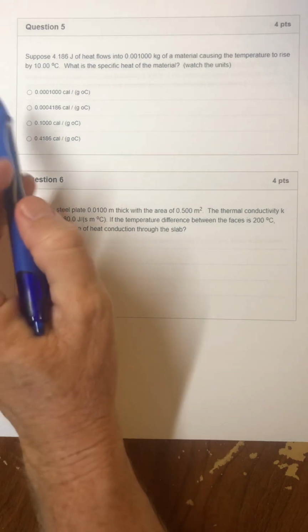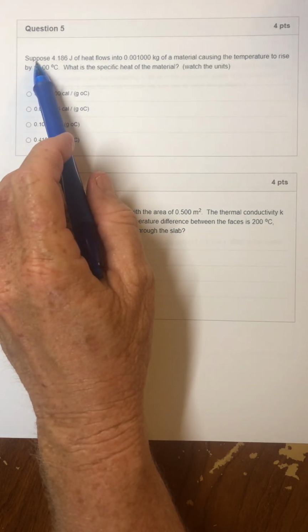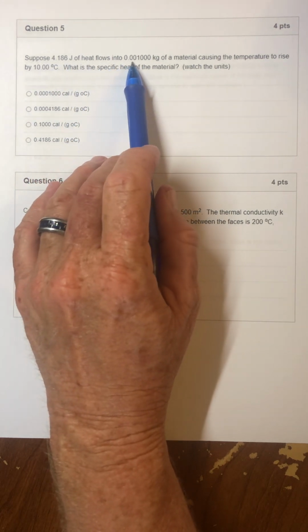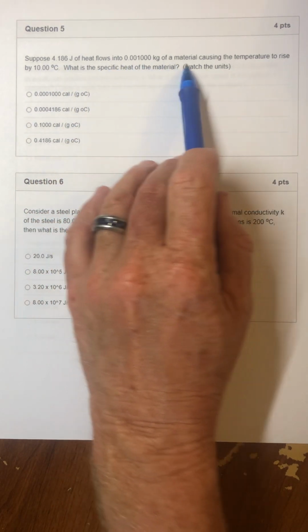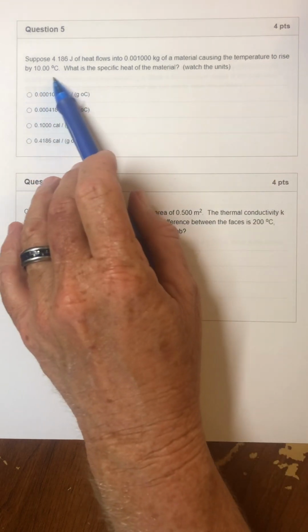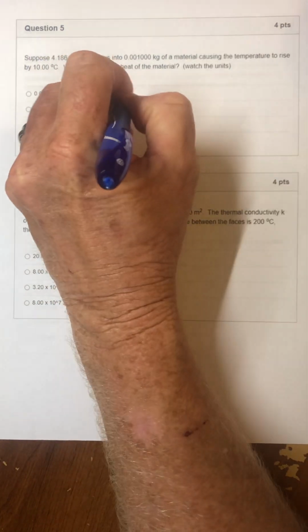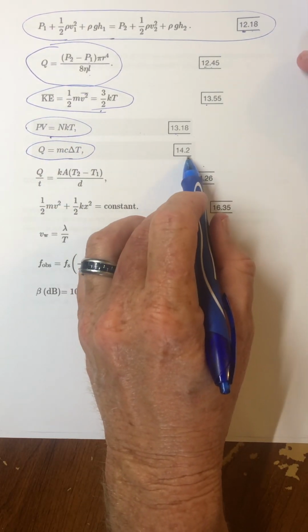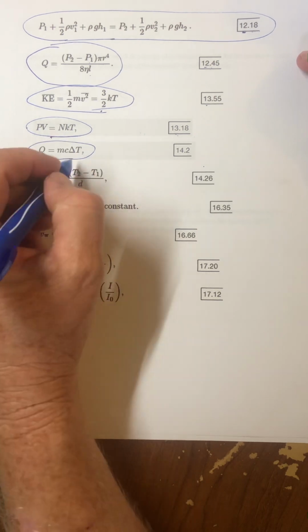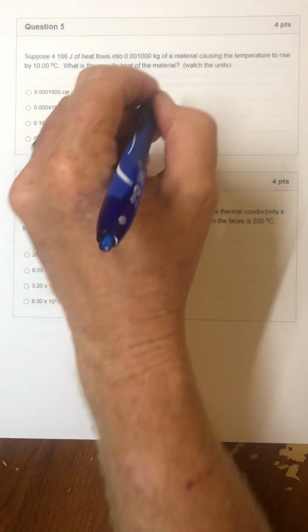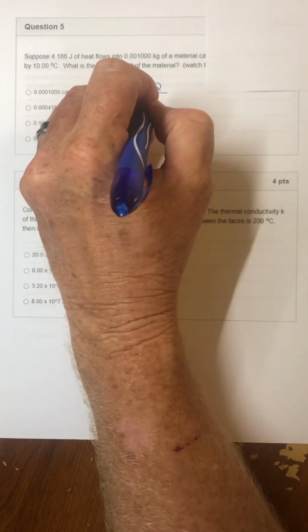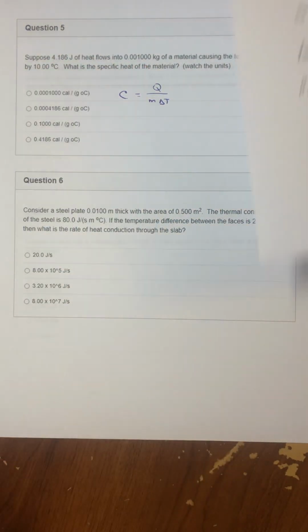I think this will go on to chapter 14, if I'm not mistaken. Suppose that 4.186 joules of heat flows into a 0.001 kilograms of material, causing its temperature to go up by 10 degrees. What is the specific heat? Well, in the start of chapter 14, so equation 14.2, we have this idea of the specific heat. It's defined as the Q, the heat added, divided by the mass, divided by the delta T.